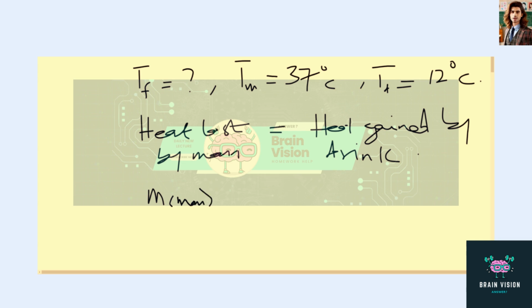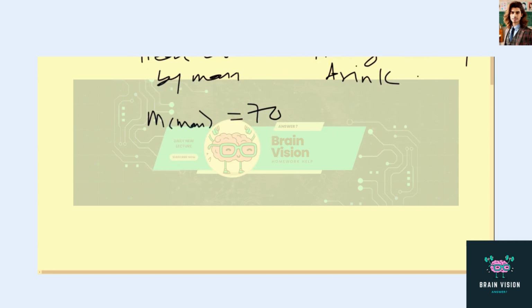Good. Now, the mass of the man is 70. How do we calculate the mass of the drink he consumed? Don't forget, mass is equal to density rho times the volume.